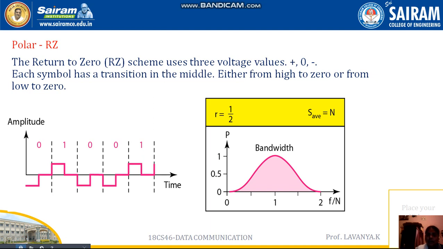I am going to repeat. If it is 0, the signal rises from lower to higher. If it is 1, the signal goes from higher to lower. Again, if it is 0, lower to higher. If it is 0, lower to higher. If it is 1, higher to lower. Like that we have to draw the digital signal. So this method we call polar return to 0.